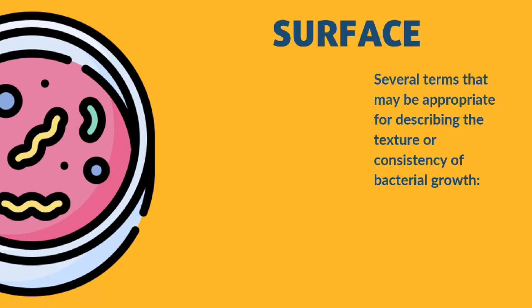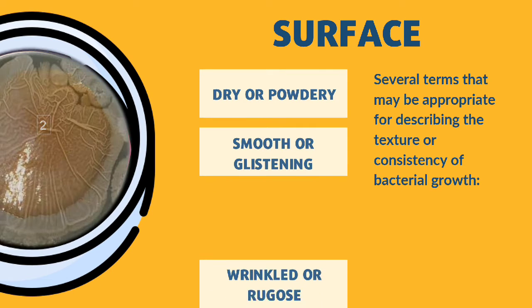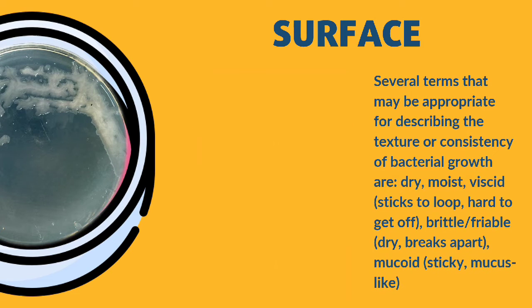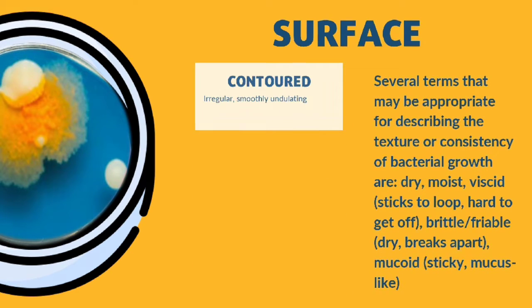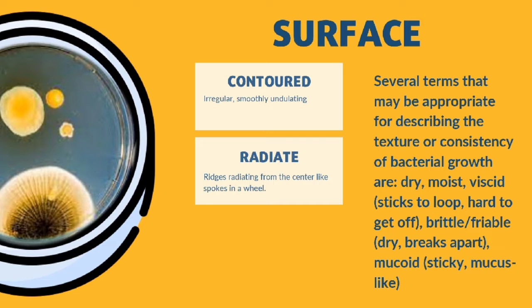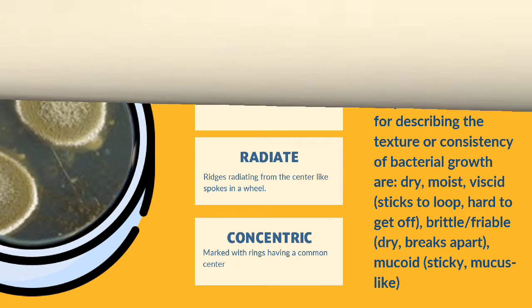Second is the surface. Several terms may be appropriate for describing the texture or consistency of bacterial growth. It's either dry or powdery, smooth or glistening, wrinkled or rugose, or mucoid. Some are contoured, with irregular or smoothly undulating, radiate, radiating from the center like spokes in a wheel, and concentric, which is marked with rings having a common center.